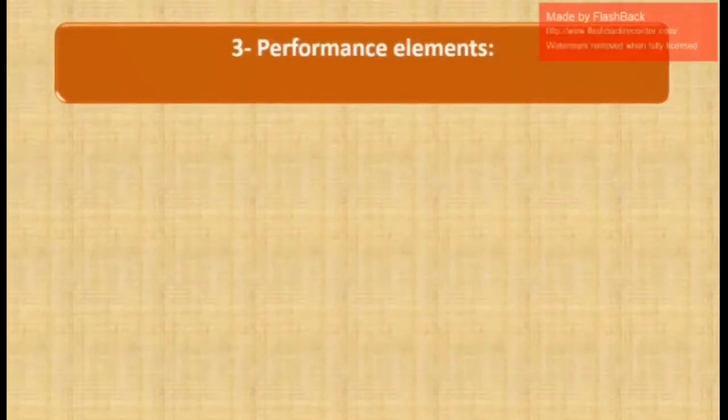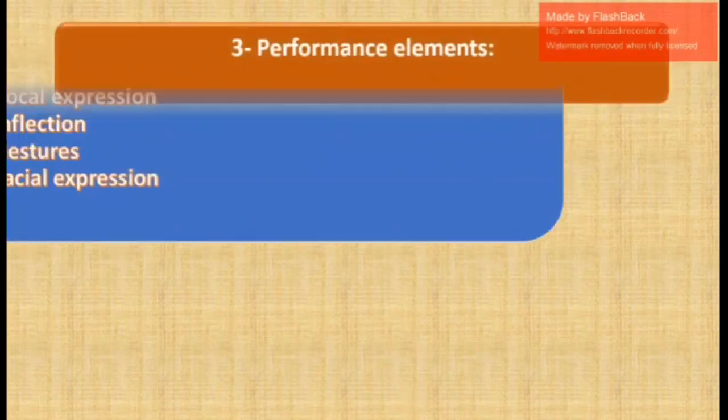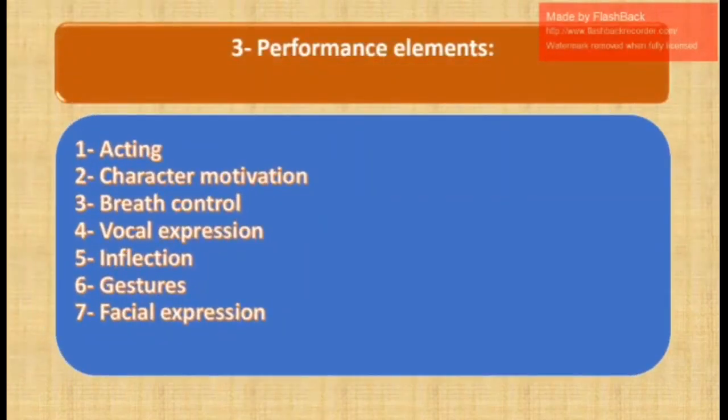Then we move on to the performance elements. Number one of these is the acting. The acting is the use of face, body, and voice to portray a character. Number two, character motivation. It is a reason or reasons, maybe, for a character's behavior. It could be an incentive or inducement for further actions of a character.